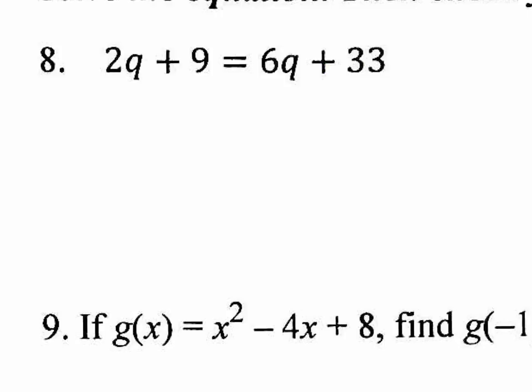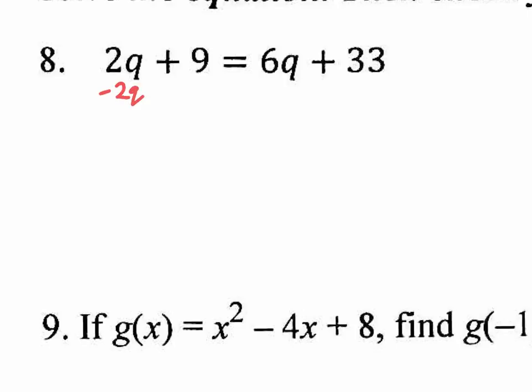You want to get Q by itself on one side. So when I ask you, where's the Q, at the left side or the right side? It's on both. You don't want it on both, so let's get rid of one of them. Which one do you want to get rid of? You guys want to get rid of the 2Q?